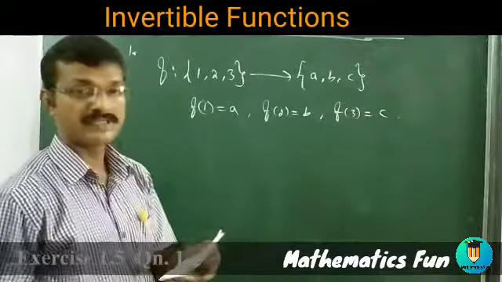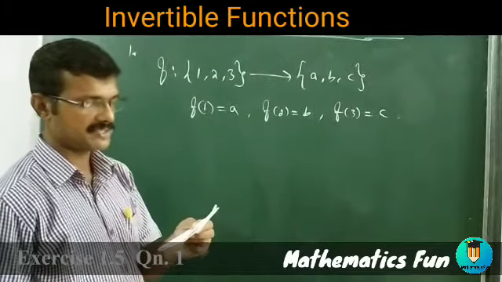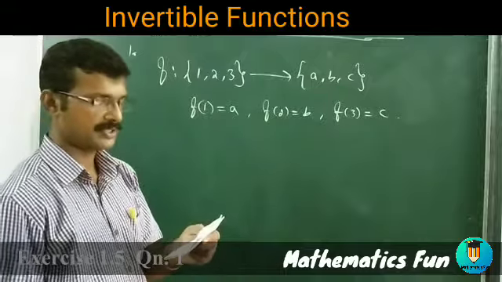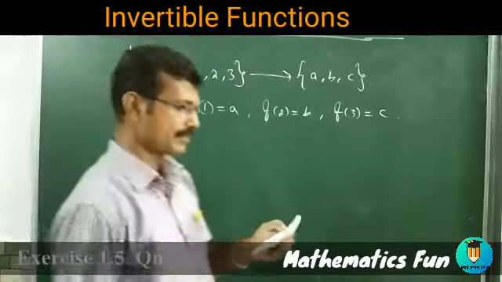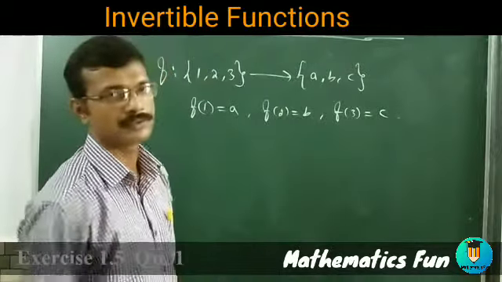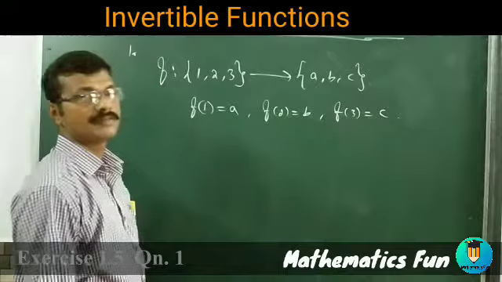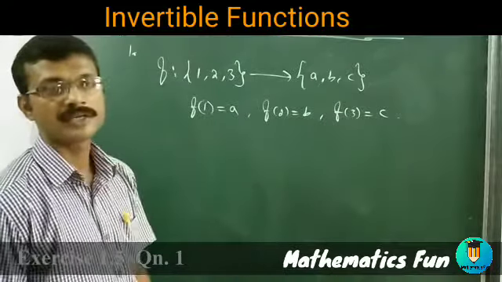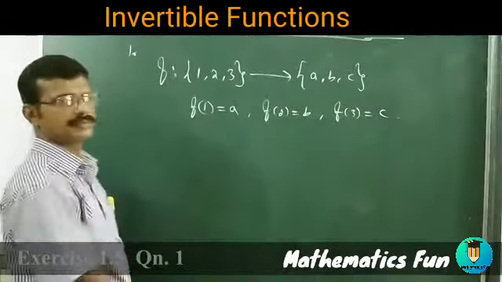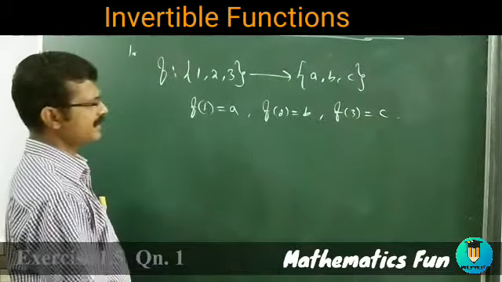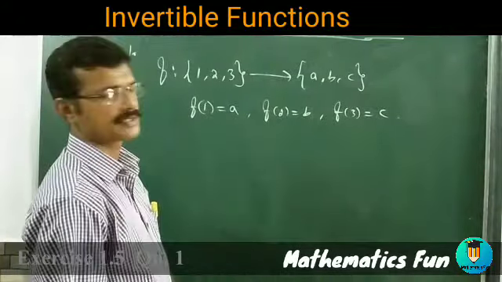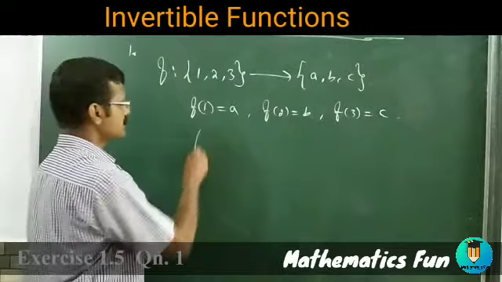Now you have to show that f is invertible and find f inverse. Also show that f inverse whole inverse is equal to f. Three things you have to do. First of all you have to prove that it is invertible. For proving it is invertible you have to show that it is one-one and onto. Here it is easy to do with the help of a Venn diagram, which is an arrow diagram. From the arrow diagram we can show it, so that will be easy.